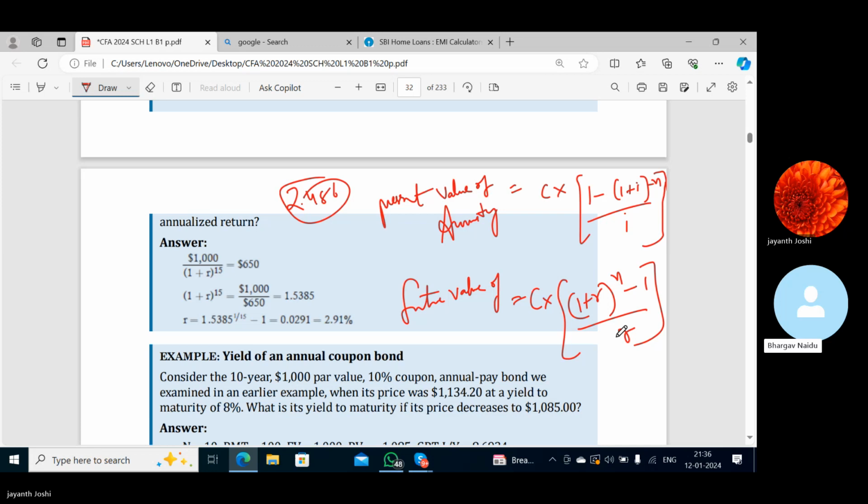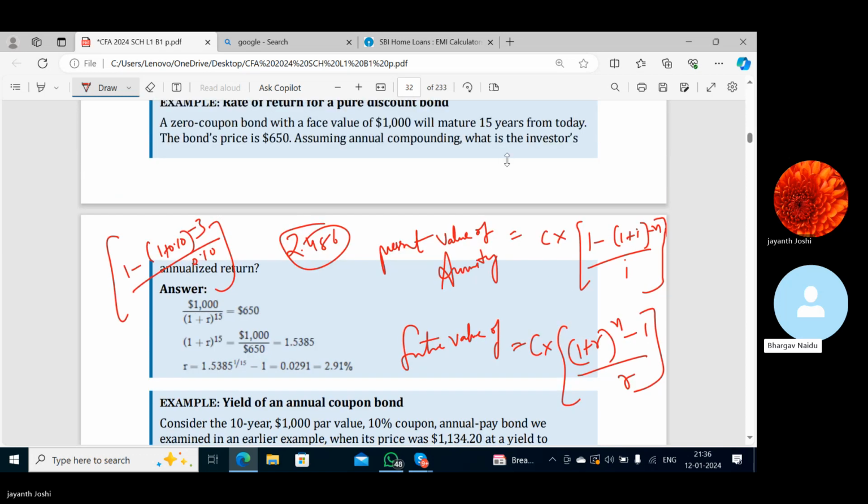Sir, 9,100, sir. What? No. 1 minus 1 plus 0.10 whole power minus 3 whole divide 0.10. So we didn't take it as minus 3, sir. Then you should do minus 3, right? Do it. Yes, sir. One second.